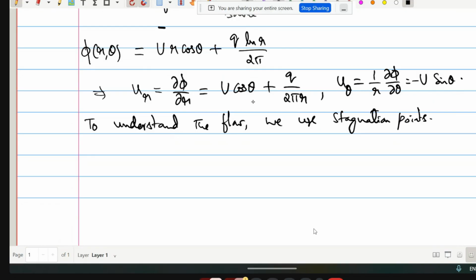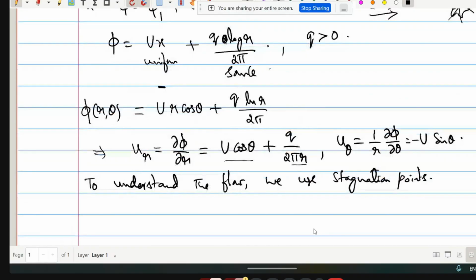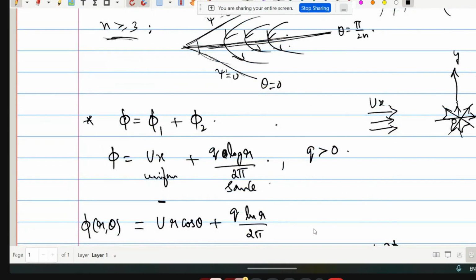So this U r thing, as r is always positive, it tells you U r is always positive for theta between 0 to pi by 2, for example. This is positive. So what happens in the first quadrant? Only in this quadrant, in this area, U r is basically positive, so it is moving away from the origin, right? Moving away from the origin.